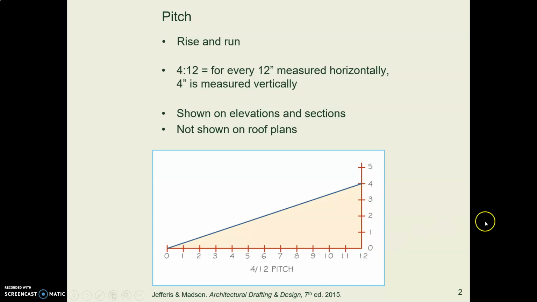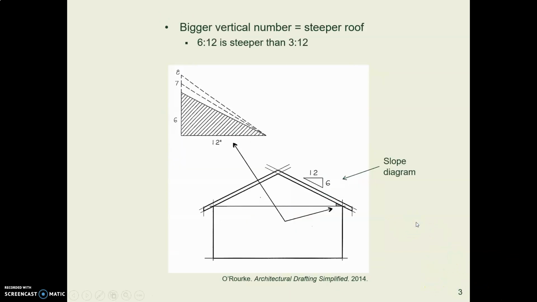The way we write it is something to 12. So this particular slope that you're looking at here is 4/12. It rises 4 inches for every 12 inches of horizontal run. And we put it on our elevation drawing or our section drawing.